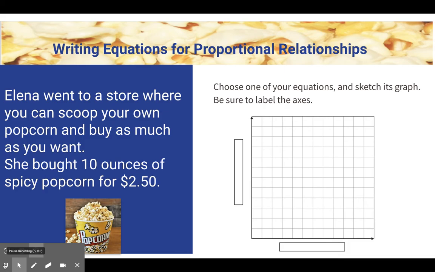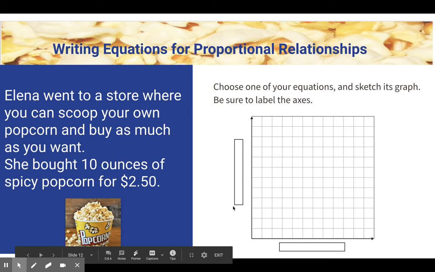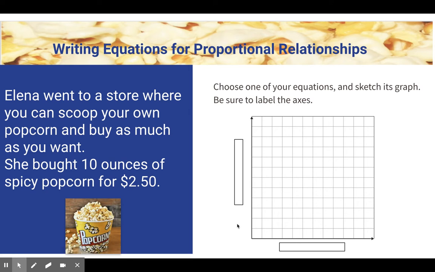So once again, you are only asked to create one of these graphs. It's not necessary that you plot and label a whole bunch of points, but it might be helpful in creating a reasonably accurate graph. Also, you want to make sure that you label the x-axis and the y-axis. For instance, the x-axis is the number of pounds, and the y-axis is the cost in dollars.